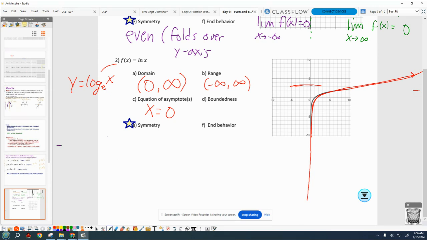Boundedness. Does it have any bound? Will is saying no. Boundedness is, does it have a floor or a ceiling? No, it doesn't.